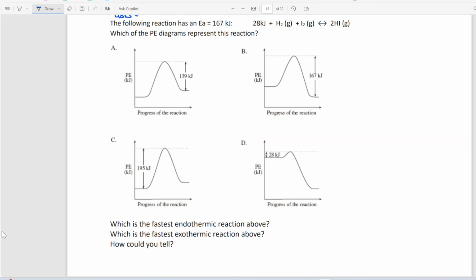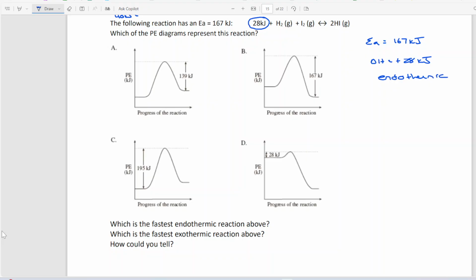Okay, anyway, doesn't matter. What we want to look at is which of the potential energy diagrams is going to represent this reaction. So the two key things is that we're looking for a reaction that has an activation energy of 167 kilojoules and has a delta H of negative 28 kilojoules. Sorry, positive. Because this 28 kilojoules is a reactant, then we know that it's going to be an absorption of energy, which is going to make this an endothermic reaction.